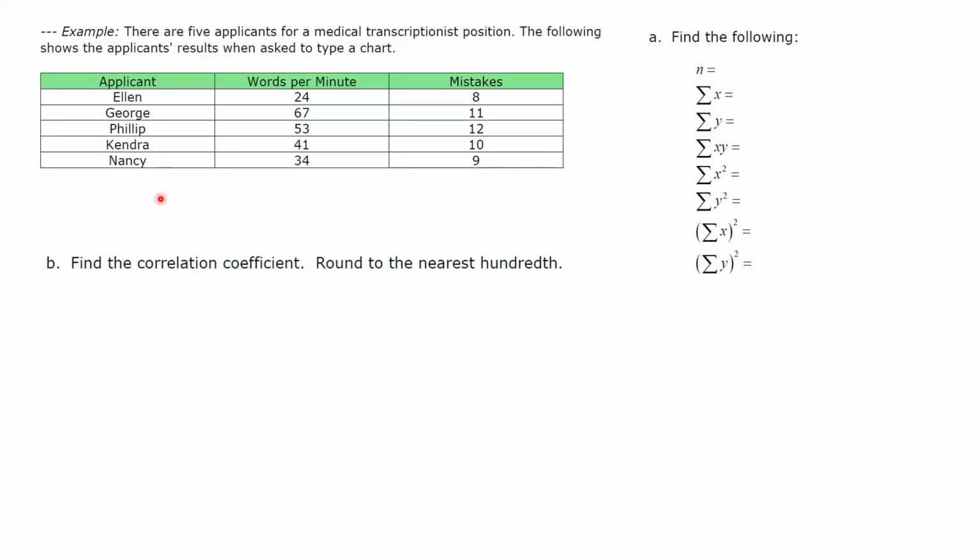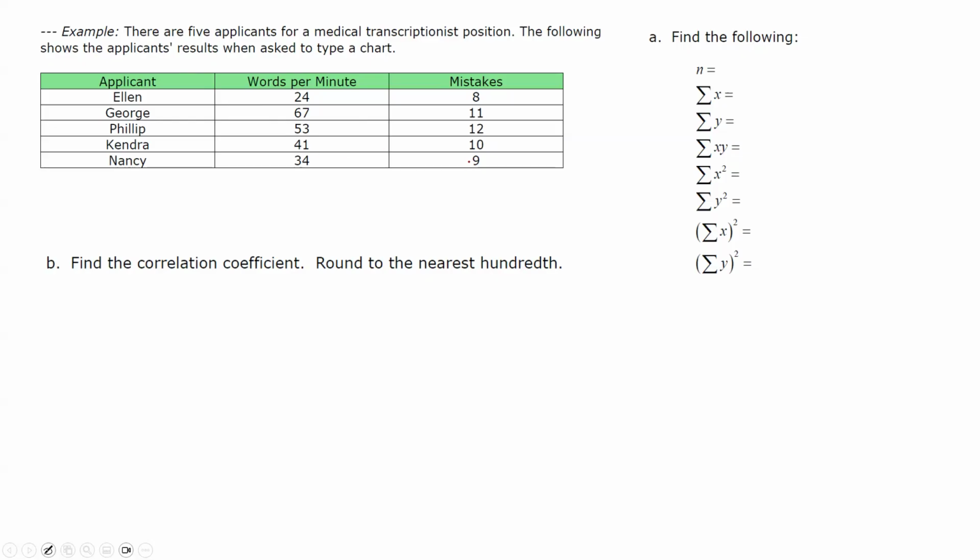Problem. All right, let's work through some problems together. Let's get my pen. Okay, so there are 5 applicants for a medical transcript position. The following shows the applicants' results when asked to type a chart. So we have our applicants, we have their words per minute and their mistakes.